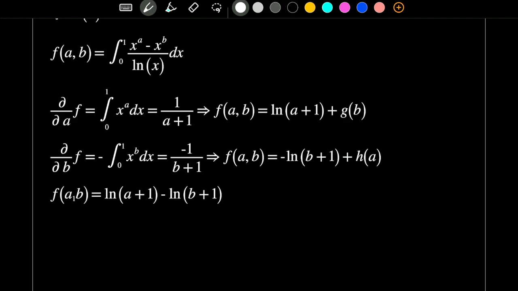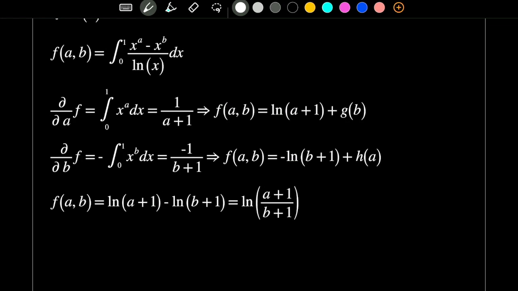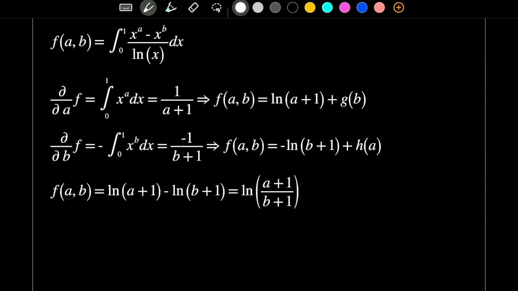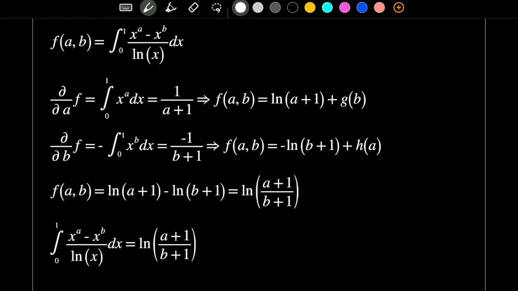And so we just get this function for a and b, which is equal to log of a plus 1 minus log of b plus 1, which is equal to log of a plus 1 divided by b plus 1. And that is our function in the end. So our integral from 0 to 1 of x to the power of a minus x to the power of b divided by log of x dx is equal to log of a plus 1 divided by b plus 1, and that is our final answer.